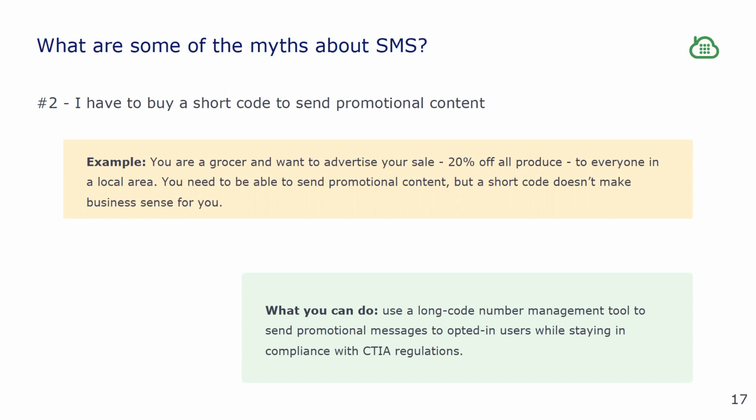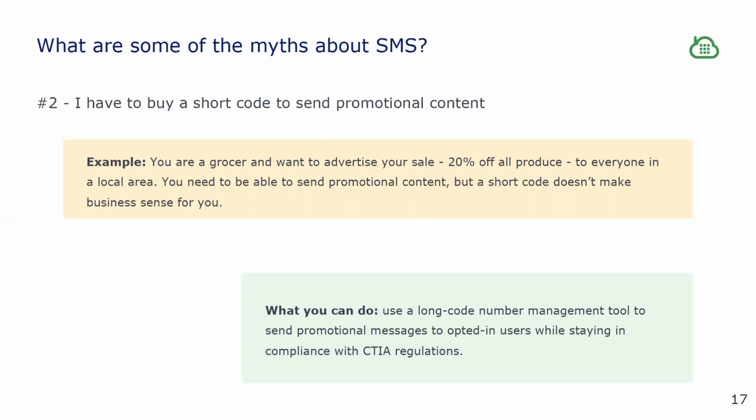As an example, let's say that you're a local grocer and you have a loyalty program for your customers, and basically what you want to do is just send them the weekly coupon mailer. That's technically promotional content, but the business case might not make sense for you. So what can you do?